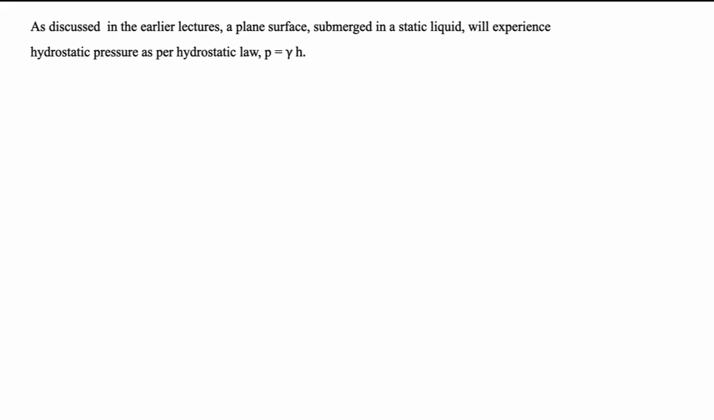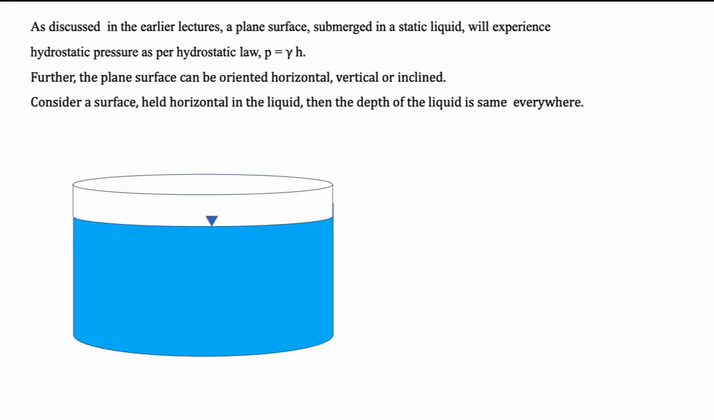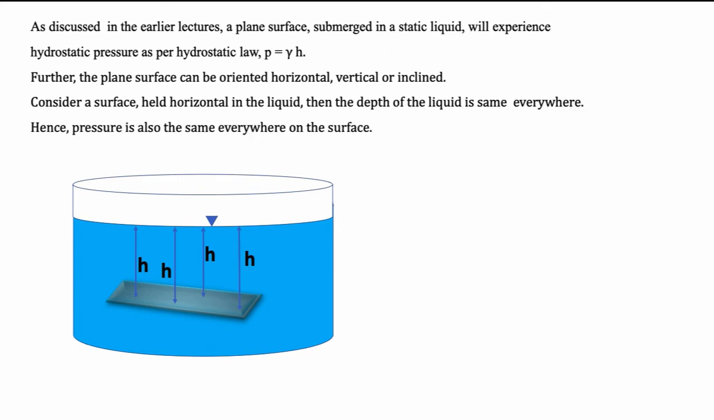As discussed in the earlier lectures, a plane surface submerged in a static liquid will experience hydrostatic pressure, the variation of which follows hydrostatic law, that is P is equal to gamma h, where h is the depth of liquid on the surface, gamma is the specific weight of the fluid. And we also know a plane surface can be oriented either horizontal, vertical or inclined. For example, if the surface is held horizontal, then the depth of fluid on the surface is same everywhere. Hence, pressure is also same everywhere.